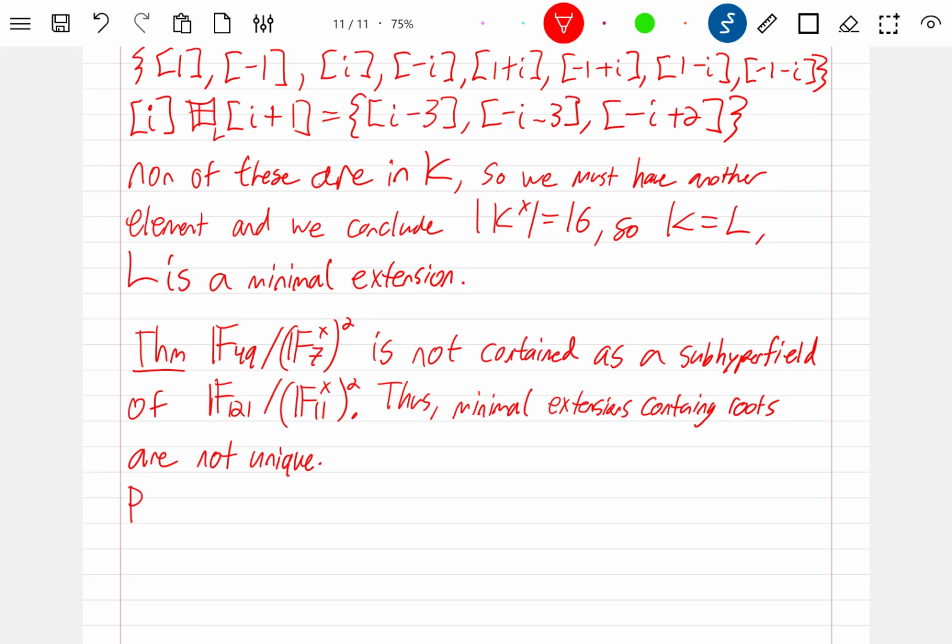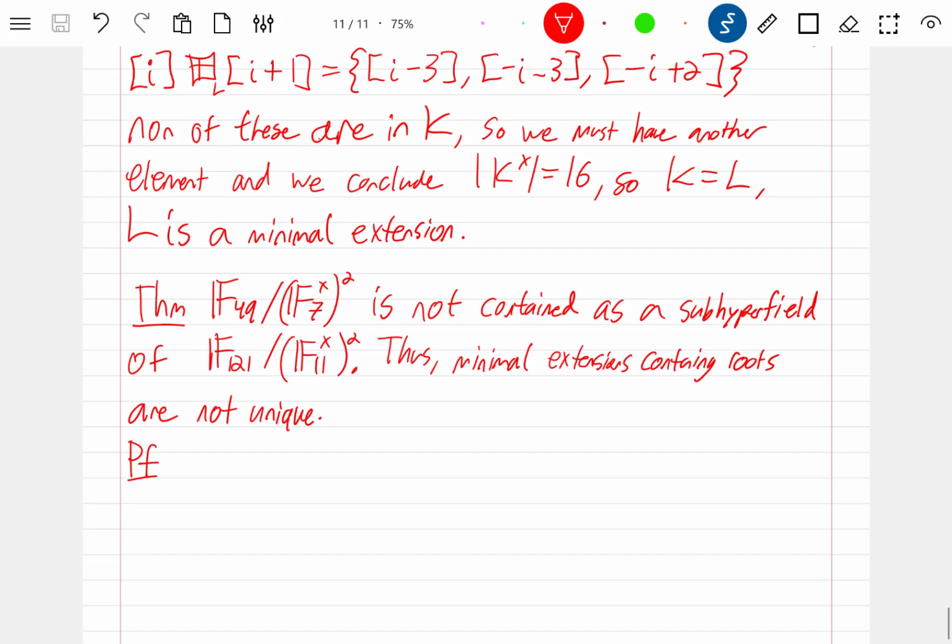So for this F121 mod the squares, I honestly do not know if this is a minimal extension or not. If I had to guess, I'd imagine it is, but I did not go through looking at all the cosets, and I did not want to do that. So there's a trick we can do.